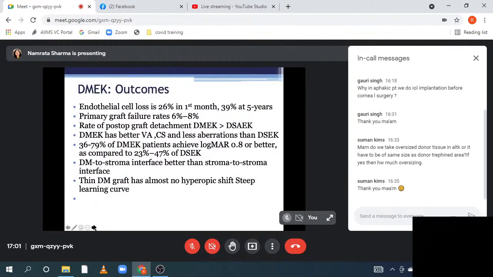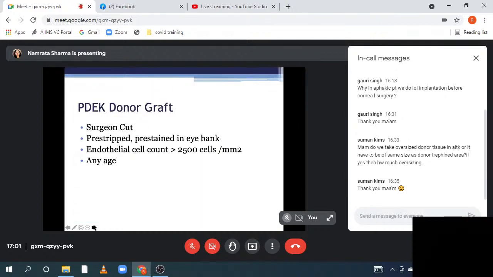Endothelial cell loss is 26% in first month, a little more than, you know, DSEK. The post-op graft detachment is also in DMEK more than DSEK. The primary graft failure rates are more because you can understand that surgically it is more challenging. But there's no hyperopic shift. It does have a steep learning curve, but it gives very good quality of vision.